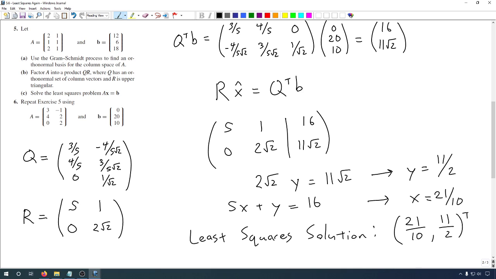And that's all there is to it. Once we have this QR factorization, it makes solving this least squares problem really simple. We don't have to take some inverse or anything like that. We're done. Just a back substitution gets us there.